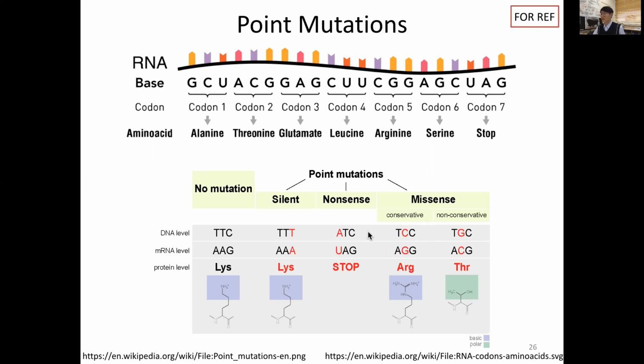Another interesting one is at the DNA level, let's say this first T, thymine, is replaced with adenine. Then the mRNA becomes UAG, which happens to be a stop codon. Once this mutation happens, translation stops there and does not translate the rest. So it will create a truncated protein, very likely to be non-functional. That is called a nonsense mutation.